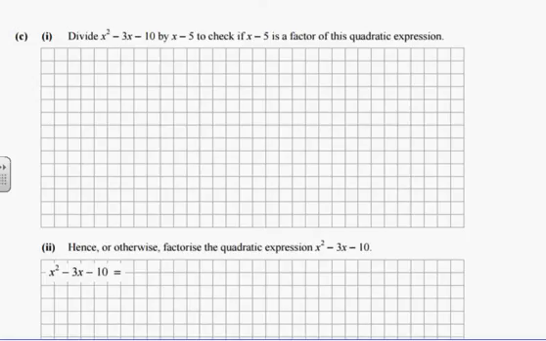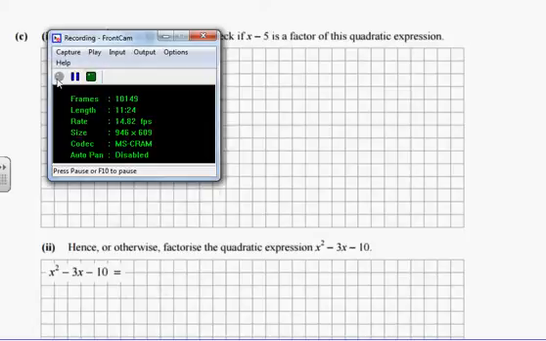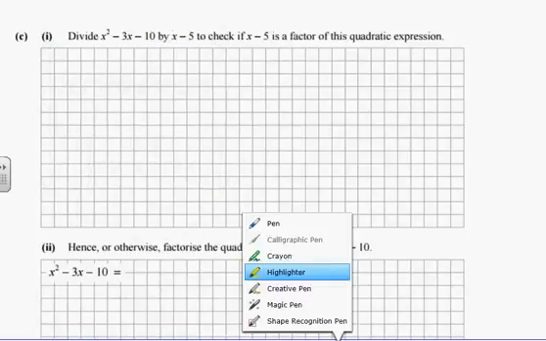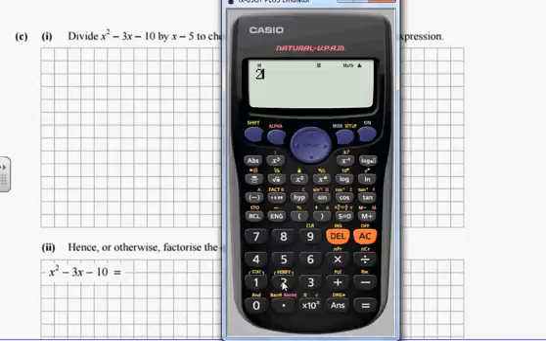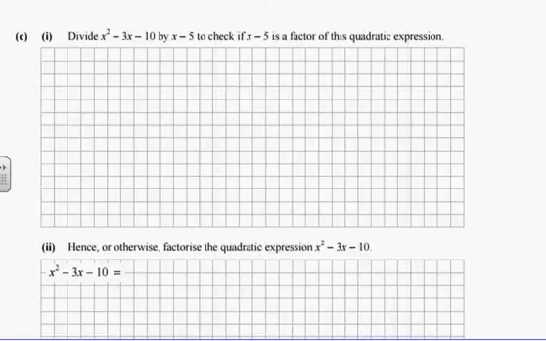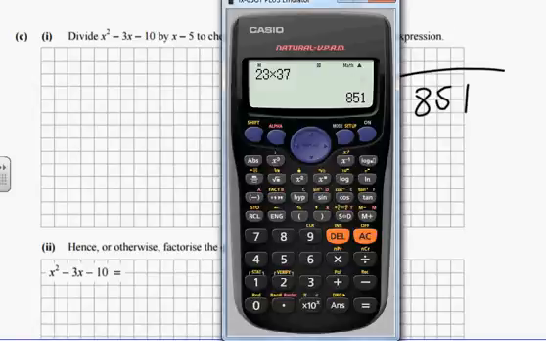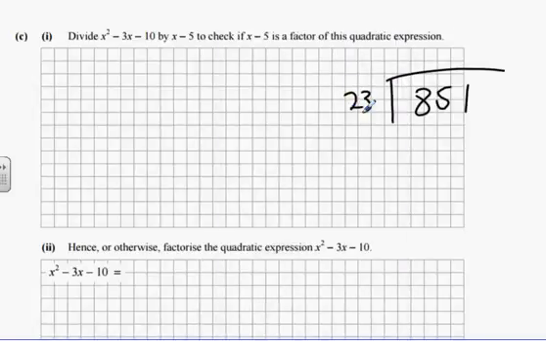Division. We haven't done this in a while. We have not done division. I want to bring it back to the concept of division. As an example, imagine 23 multiplied by 37 is 851. Let's actually make it a bit bigger. 851 divided by 23. And let me show you how you divide.